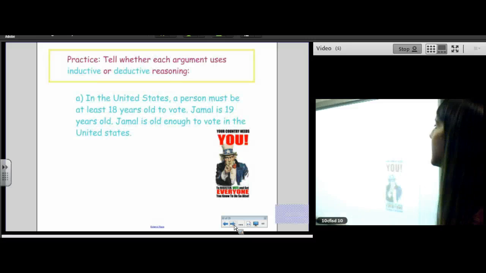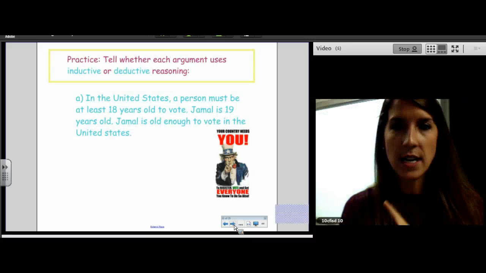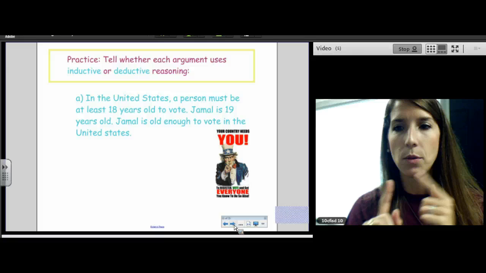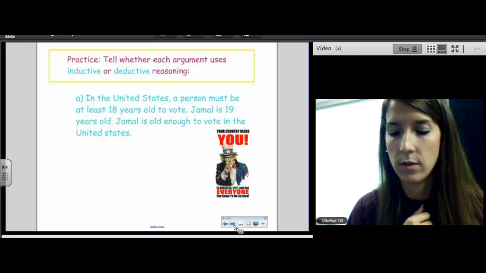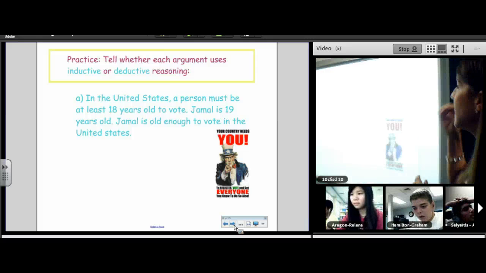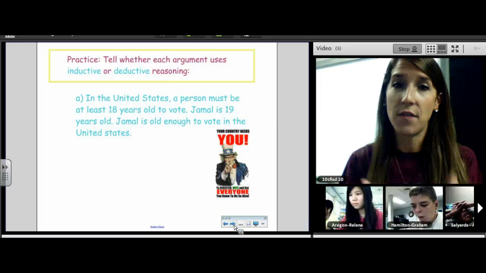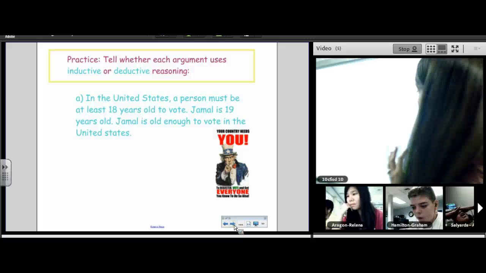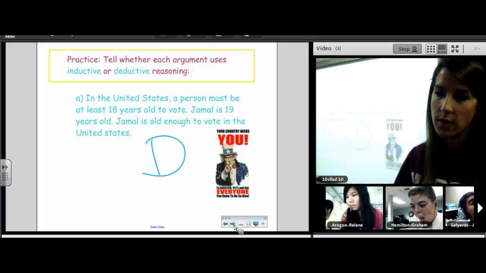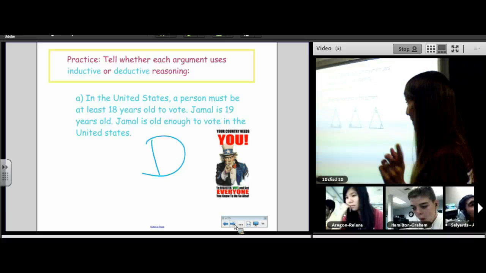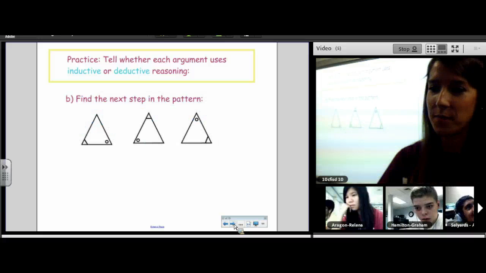So let's see if we can tell the difference between inductive and deductive. I'm going to give you a situation, and you're going to decide whether you think it's inductive or deductive. It's indisputable. It is a fact. We're not wondering. It's a fact that he is old enough to vote in the United States, so that's why that one would be deductive. Okay? It's a valid argument. Good. It is a valid argument.